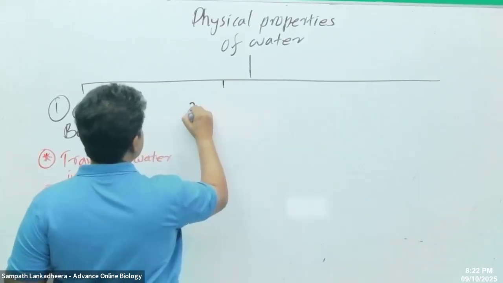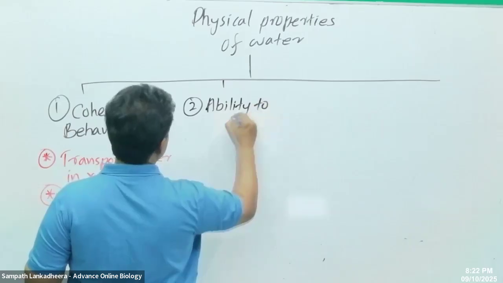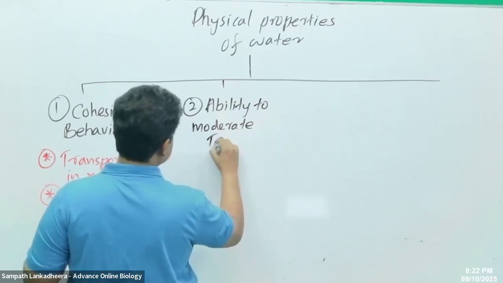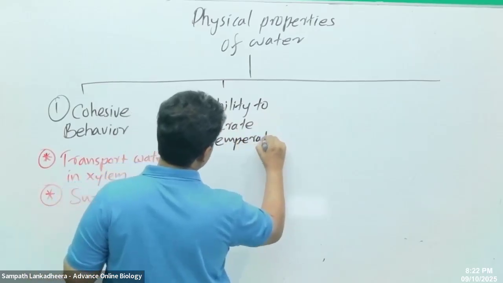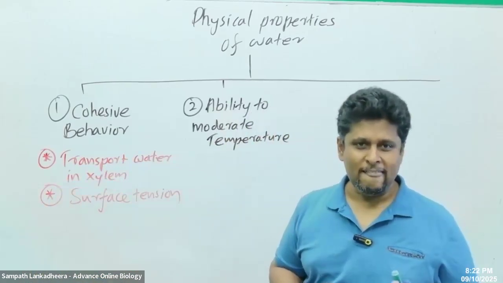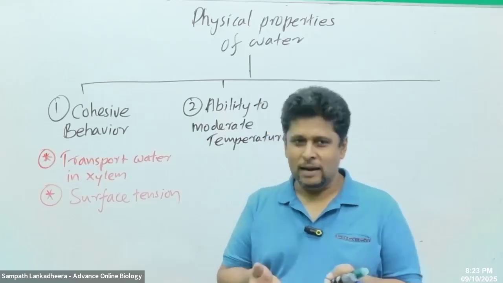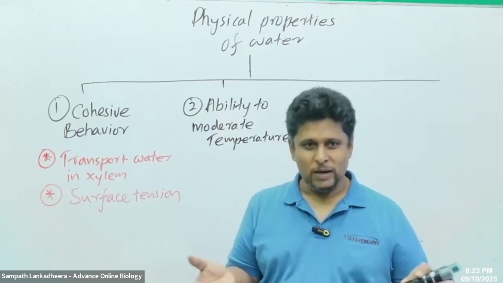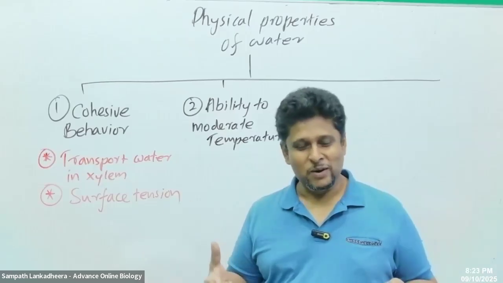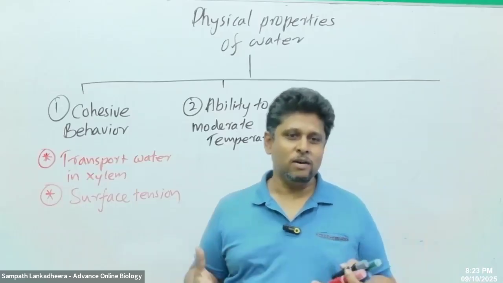Second, we discussed the ability to moderate temperature. What is the second one? Ability to moderate temperature. Now you learn 2 points under that. One is the high heat capacity of water, which allows living systems to heat up slowly. All water-containing bodies, whether living organisms or water bodies, heat up very slowly.